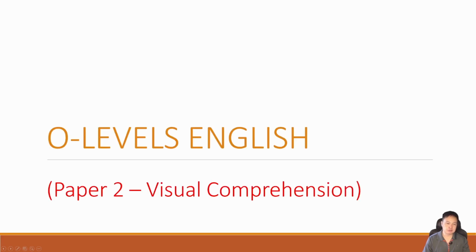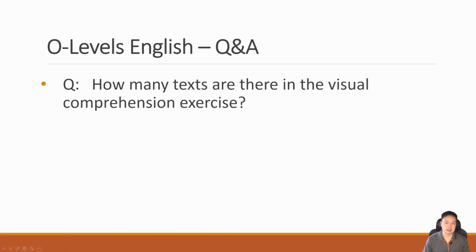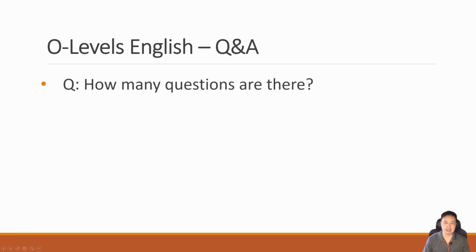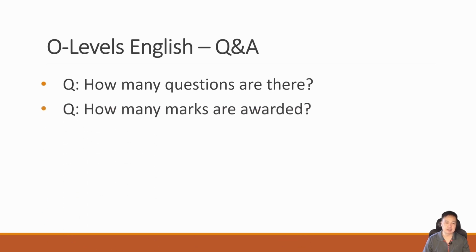Okay, let's move on very quickly to the O-levels paper 2, and we start with the visual comprehension, right? And how many texts are there in the visual comprehension exercise? Well, new syllabus, as we all know, have been changed from 1 text to 2 texts, right? And how many questions are there? Typically, there are about 4 questions, which is worth about 5 marks in total, all right?